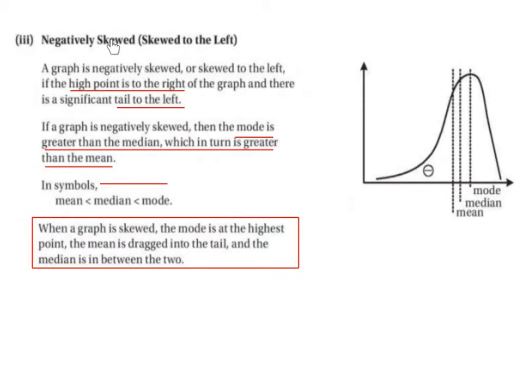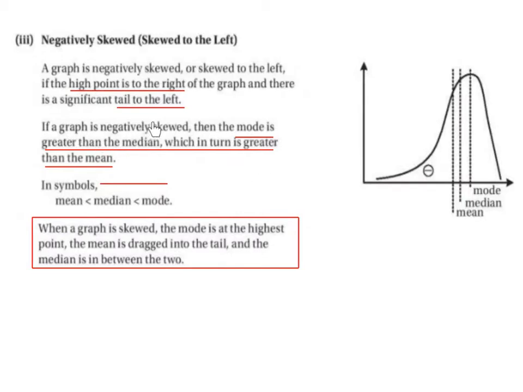Negatively skewed, also known as skewed to the left. A graph is negatively skewed or skewed to the left if the high point is to the right of the graph and there is a significant tail to the left. So we can see here on the right hand side of the graph, we've got its highest point, and there's a tail to the left. So this is known as left skewed or negatively skewed. So the tail is moving in the negative direction of the x-axis. That's another way to think about it.